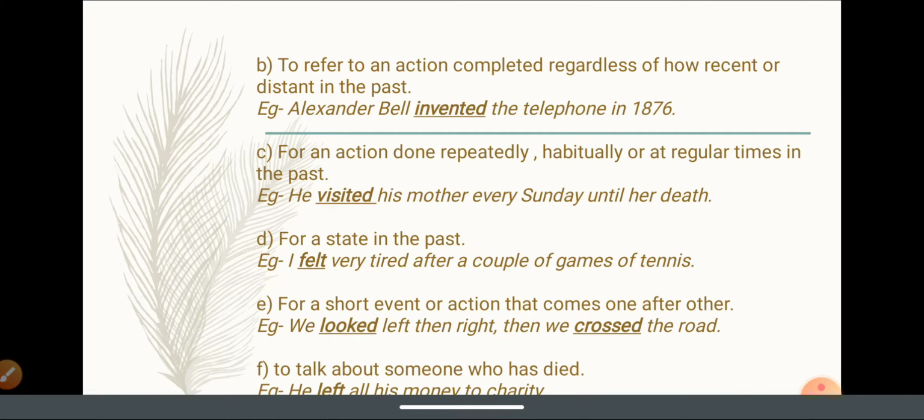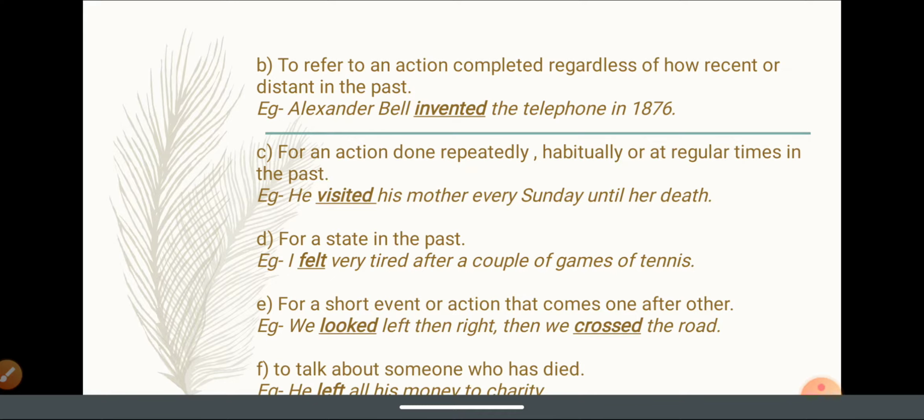For a short event or action that comes one after another. So small incidents, little incidents which come one after another, are also shown in the past, like we looked left, then right, then we crossed the road. So we looked left, a simple, small action, and then right, also a small action, and then we crossed the road, also an action.